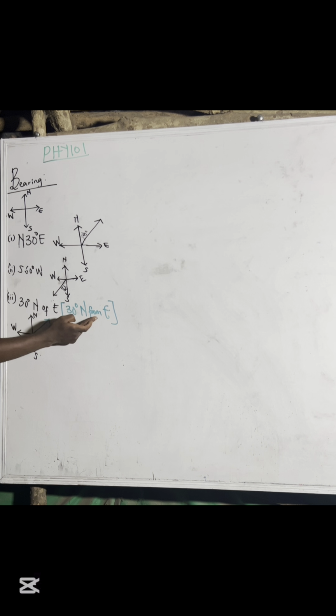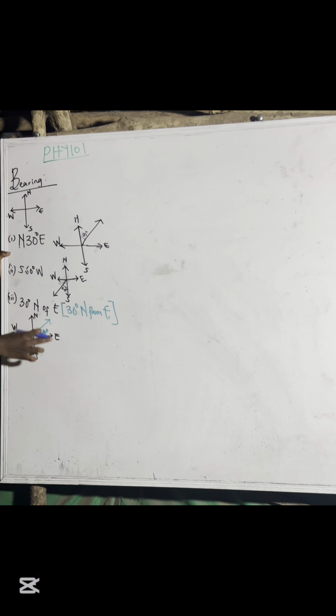Since they say it is coming from east, that simply means we are going to do it like this. So this is where you are going to place the 30-degree. So you have to understand this very well. Let me do another example on this.